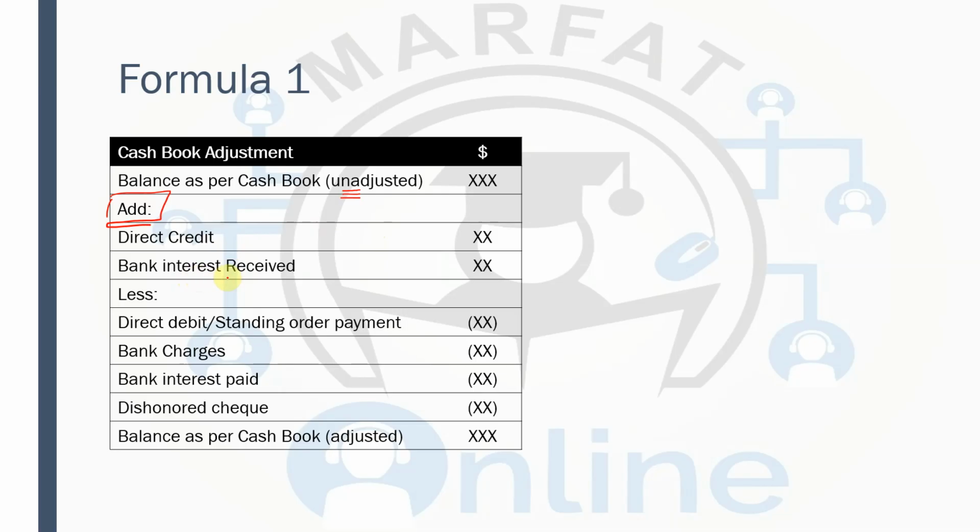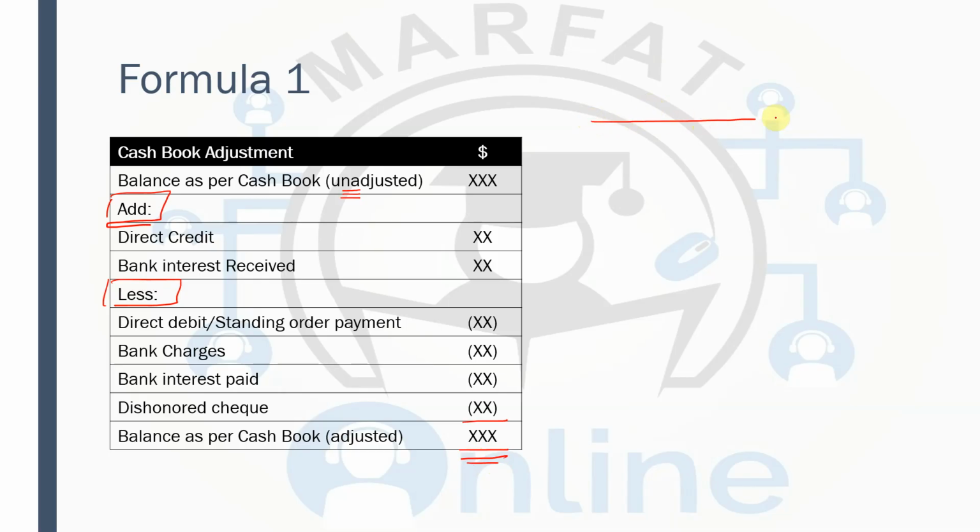Bank interest received. Bank directly credited the interest in your account, but you have not added it yet to the cash book. So just add it. And then less: direct debit and standing order payment directly deducted from your bank statement, so deduct from the cash book now. Bank charges are directly deducted from the bank statement, just now deduct from the cash book. Bank interest paid is directly deducted from there, just deduct from the cash book. The dishonored check was added to the cash book and it was not cleared. Now you need to deduct it from the cash book. So you will get the cash book adjusted balance.